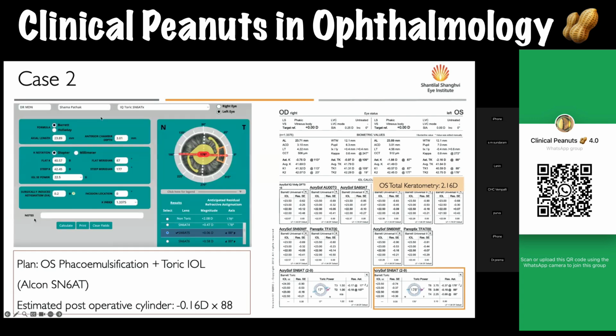And this is how we did the calculation. And the lens we implanted in her was a T5 lens with a very minimal residual error. And this is again something I will talk you through in the rest of the presentation. And she had a very minimal post-operative cylinder of just hardly 0.16 degrees, but with the flipped axis at 88.